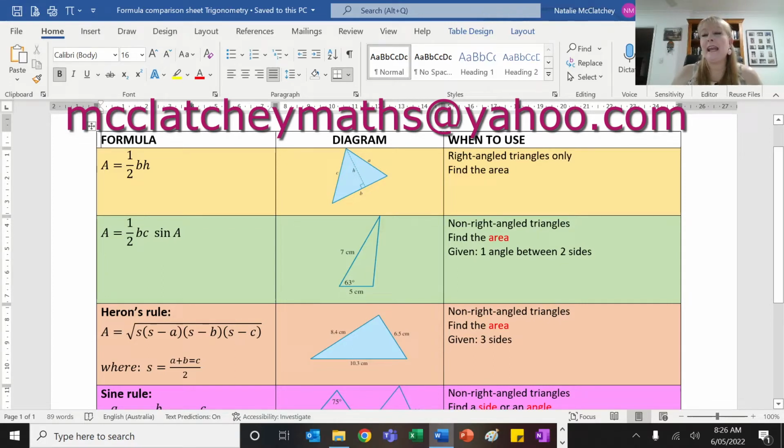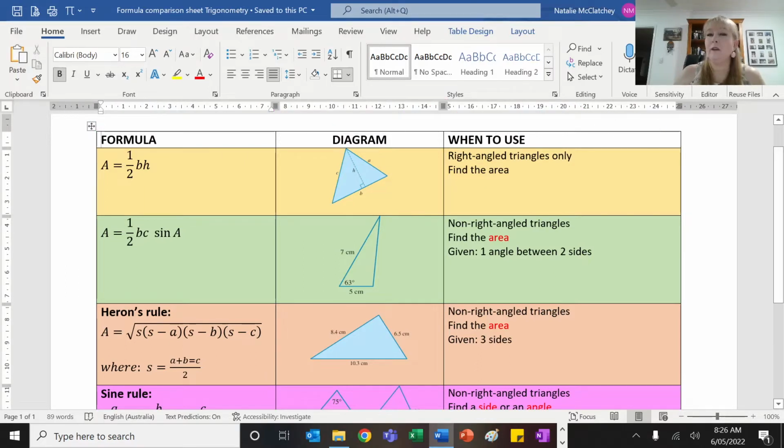And in this particular resource, it's a colourful way of representing all of the formulas that we've looked at so far in this trigonometry unit for our senior year 10 and above students. So what we've got in this first column is the formula, a diagram of the type of triangle it will be used in, and the actual letters that correspond in that particular diagram to the formula, and the situation of when you'd use it. So for example, with our first formula, half times base times height, it's for right angle triangles only, to find the area and so on.